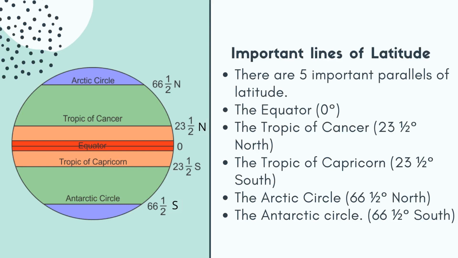There are 5 important lines of latitude. The first is the equator. The equator lies at 0 degrees. To the north of the equator, we have the Tropic of Cancer, which lies at 23.5 degrees north. And above that, we have the Arctic Circle, which lies at 66.5 degrees north. To the south of the equator, we have the Tropic of Capricorn, which lies at 23.5 degrees south, and the Antarctic Circle, which lies at 66.5 degrees south.